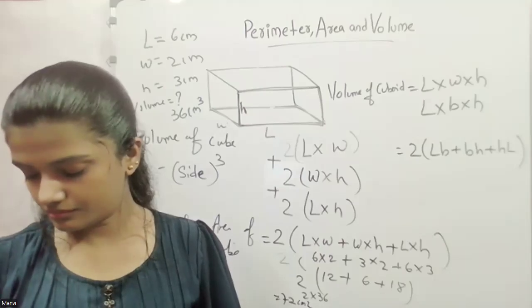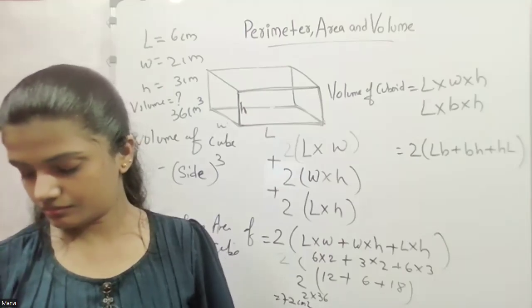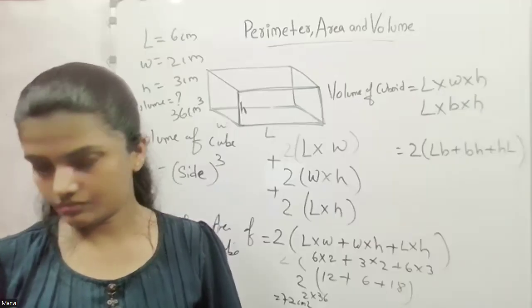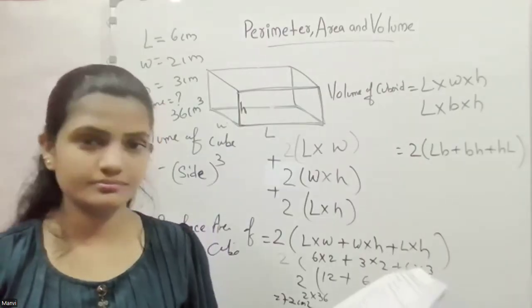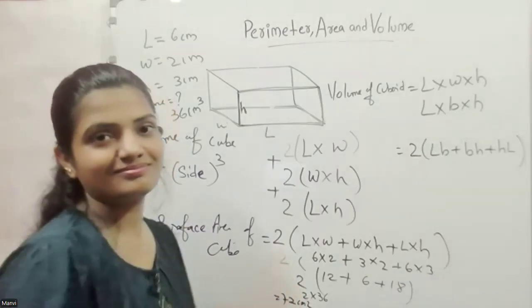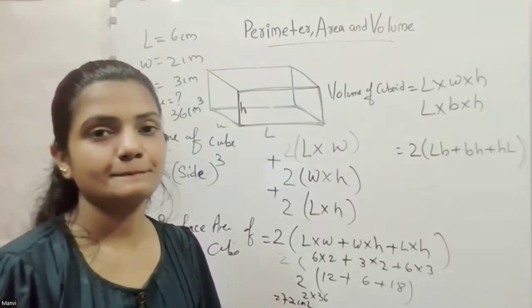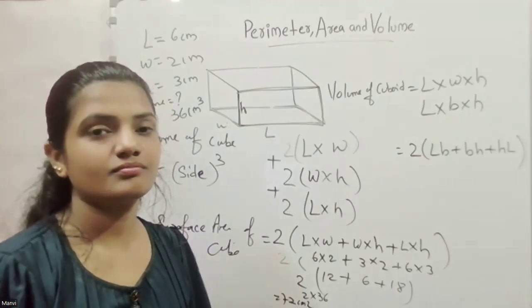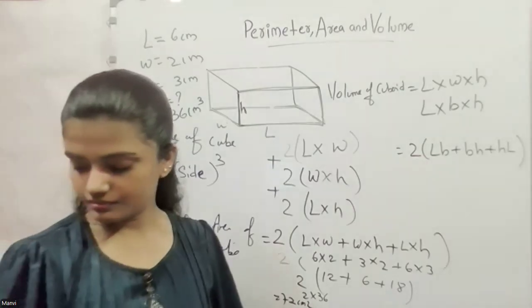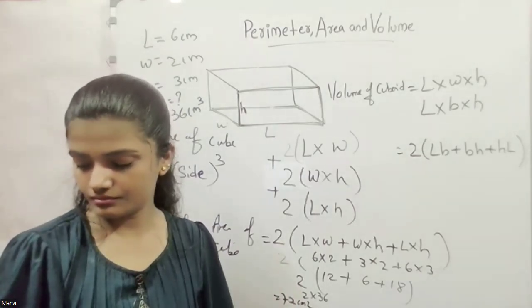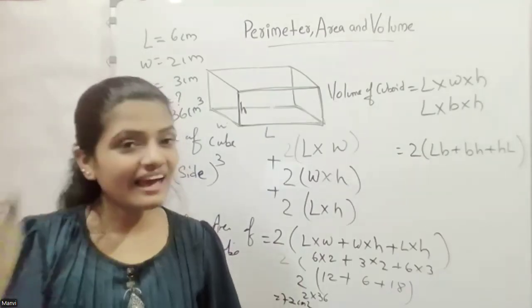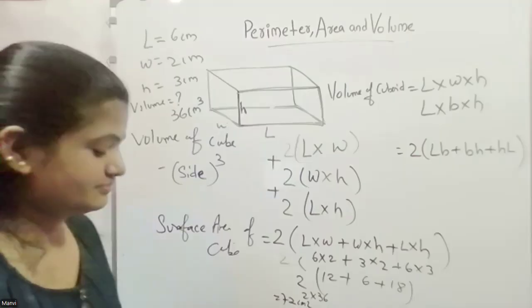That equals 12 and 5, 17. Don't forget this 2, times 2. So 17 times 2 is 34. Yeah, very good.